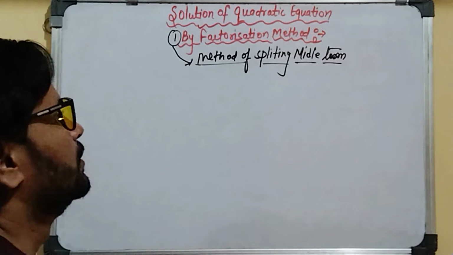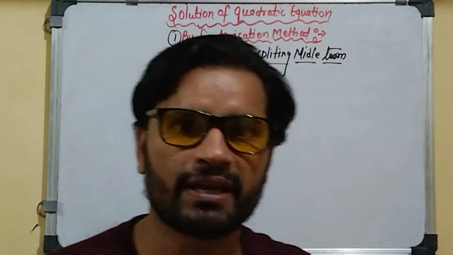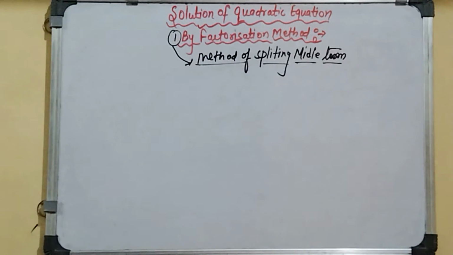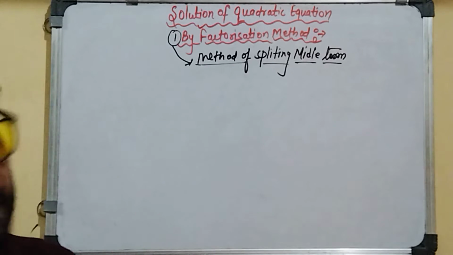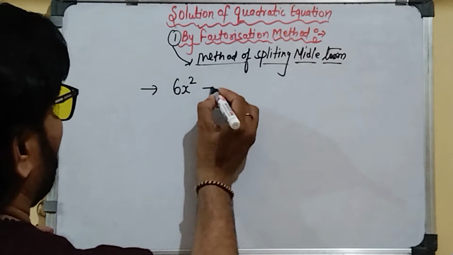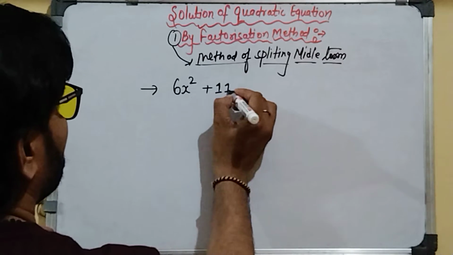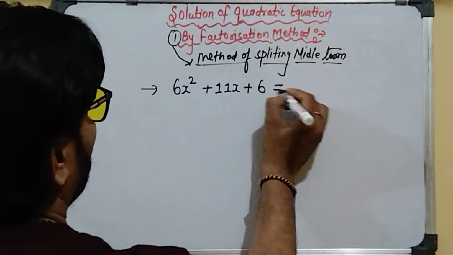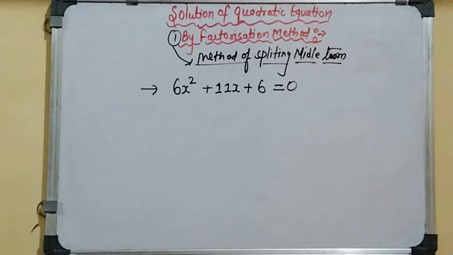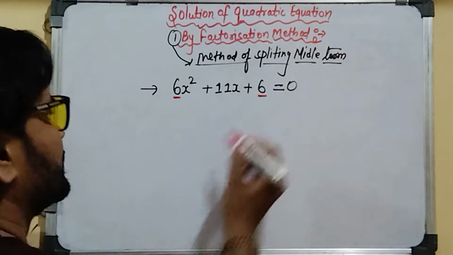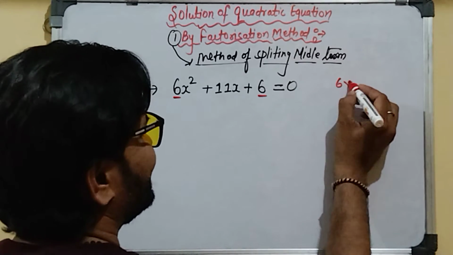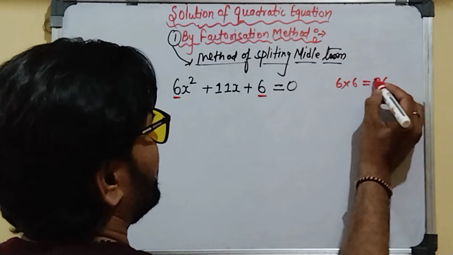Okay. First of all, we take one example. Understand? We take the example 6x square plus 11x plus 3. The question is 6x square plus 11x plus 6. Now the question is how can we solve it? First of all, multiply the first term and the last term. Okay. Then what do we get? We get 6 into 6, which is equal to 36.